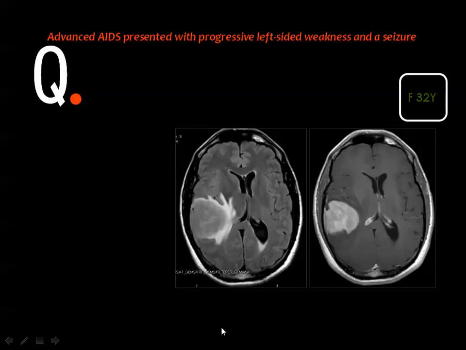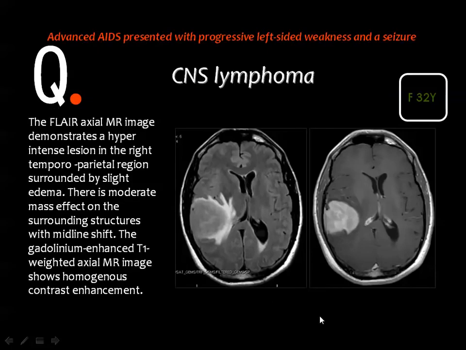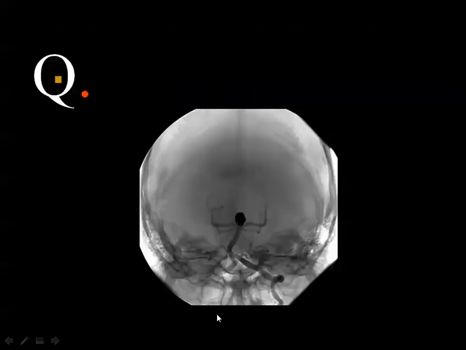Okay. This patient, 32 years old, with AIDS. Okay, and this is FLAIR, and this is T1 post-contrast. You got a homogeneously enhanced lesion in the right temporoparietal area, and this is lymphoma because of the history. You know that the two main lesions discovered in the brain of an AIDS patient are lymphoma and toxoplasmosis.